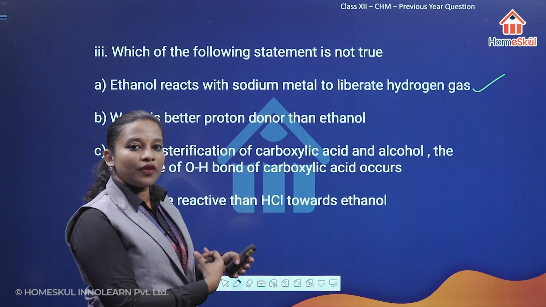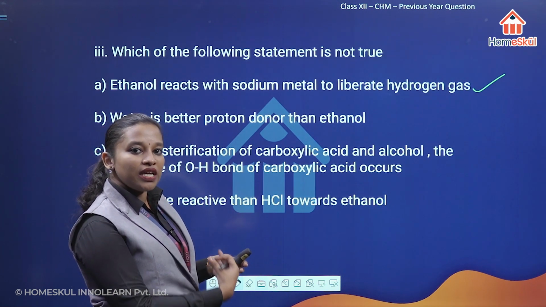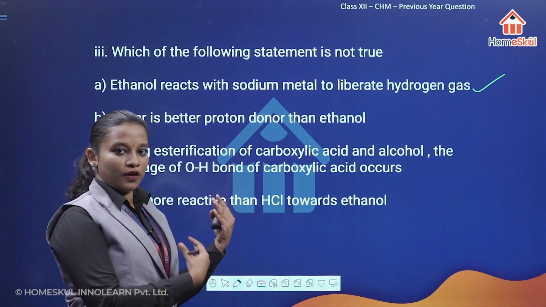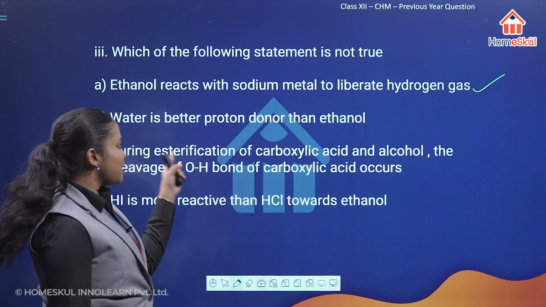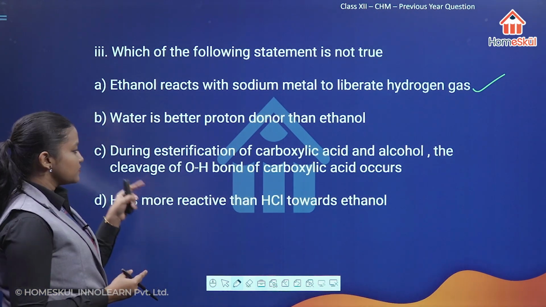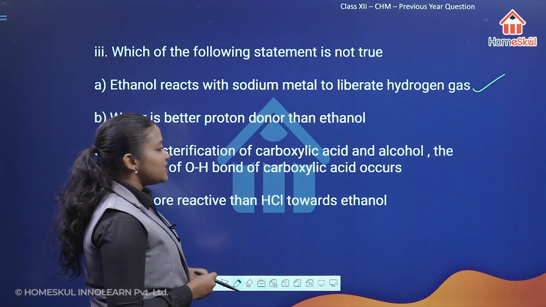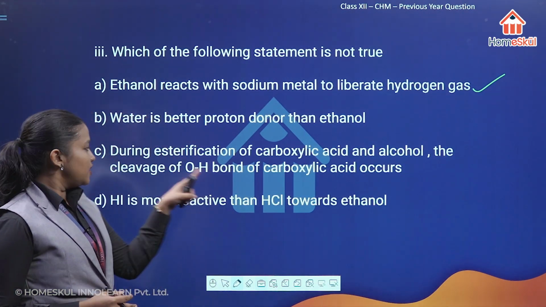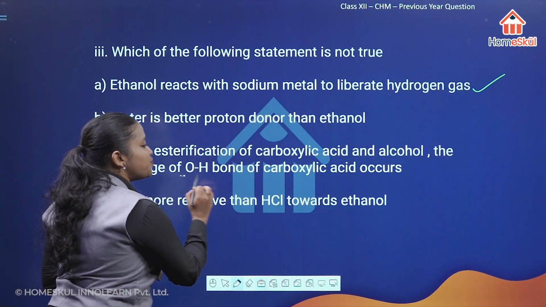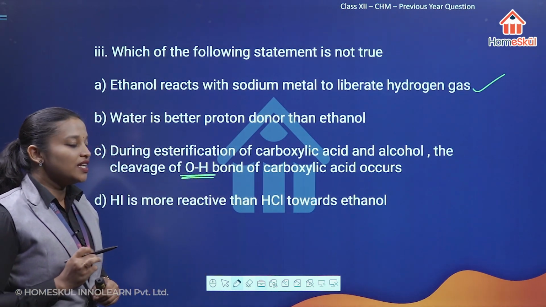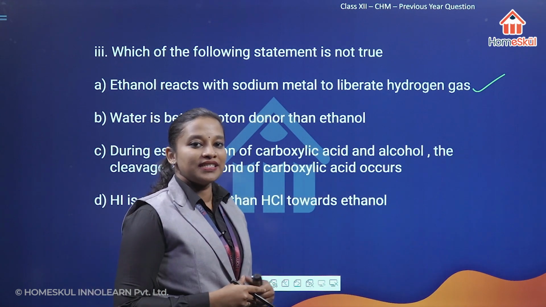In ethanol, there is the presence of an R group. That decreases the proton donation of ethanol in comparison with water. Then, the third one. During esterification of carboxylic acid and alcohol, the cleavage of the OH bond of the carboxylic acid occurs. Is that true? Is that correct?